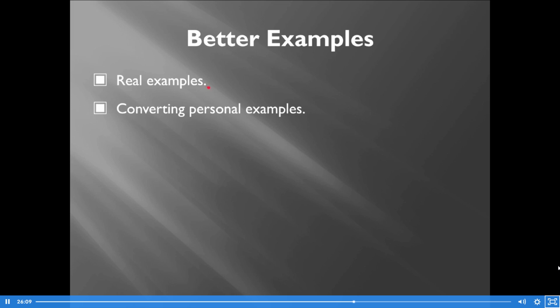But if after thinking about it, you can't think of a real example, but you can think of a personal example, then you can use the following technique to convert personal examples into really good examples that you can use in your main body paragraphs.